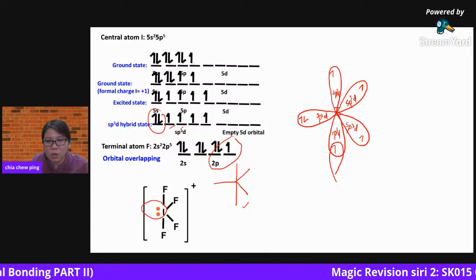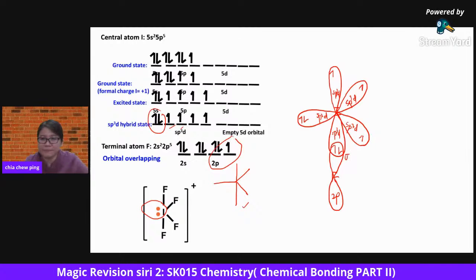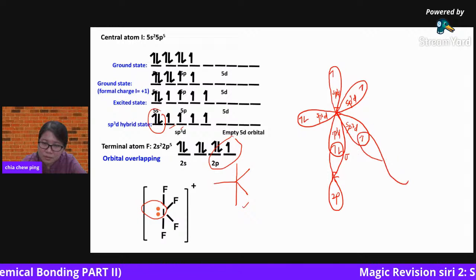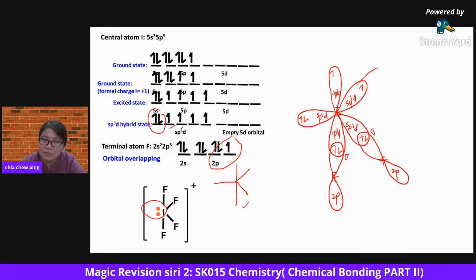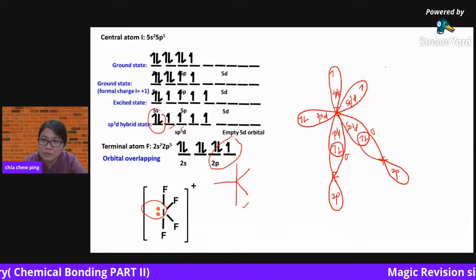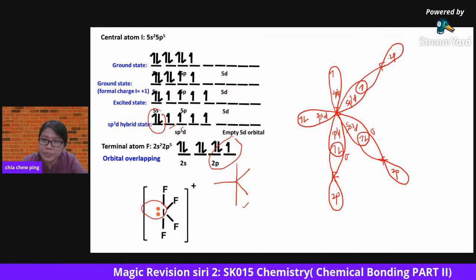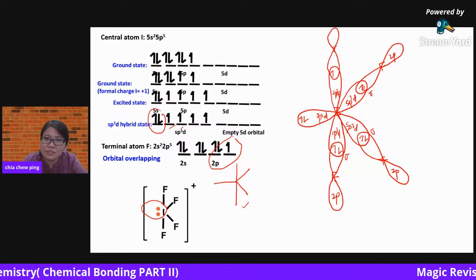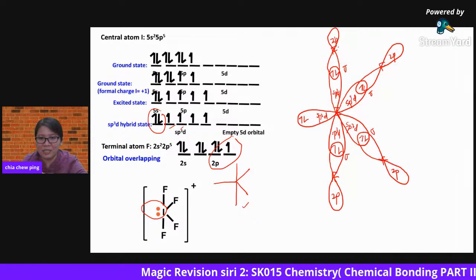So I will undergo the overlapping end to end. Label the F, 2p, and sigma bond. F, 2p, and sigma bond. F, 2p, and sigma bond. The last one: F, 2p, and this is a sigma bond. Make sure you label all the central atom, the lone pair and the sigma bond.